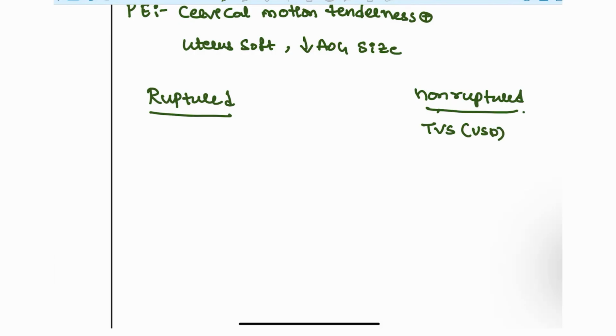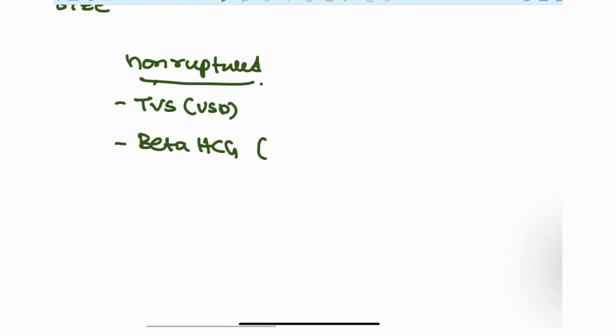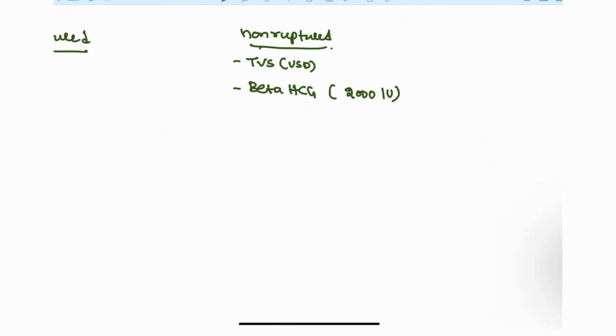Then you have to confirm the location of the ectopic pregnancy, and whether the gestational sac and yolk sac are present or not, and whether the fetus has cardiac activity or not. Next step: beta hCG value should be done. What is the critical value for the beta hCG? Usually with the transvaginal ultrasound we are going to consider 2000 international units. This is the critical value that you are going to see for this patient.